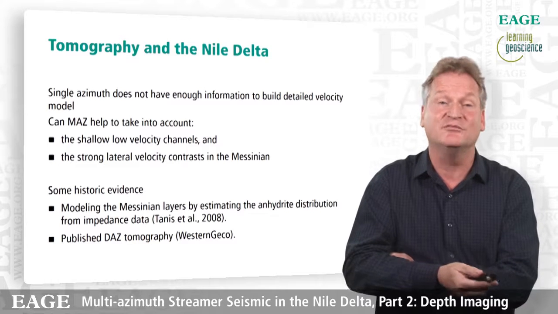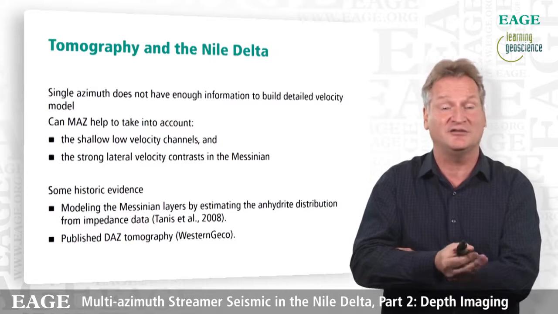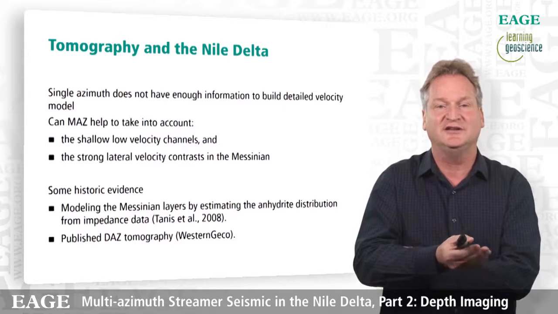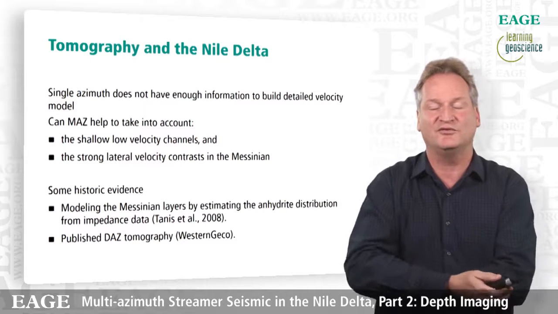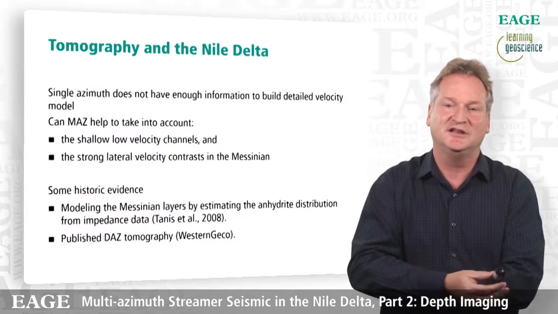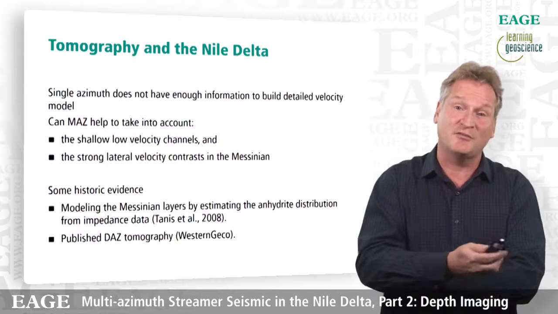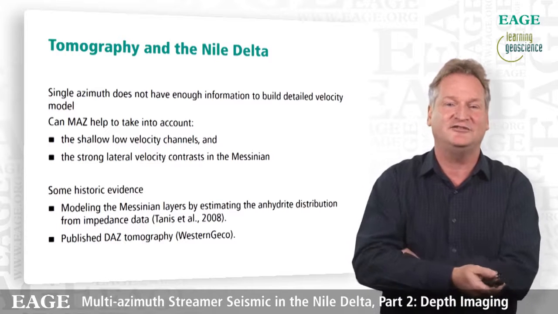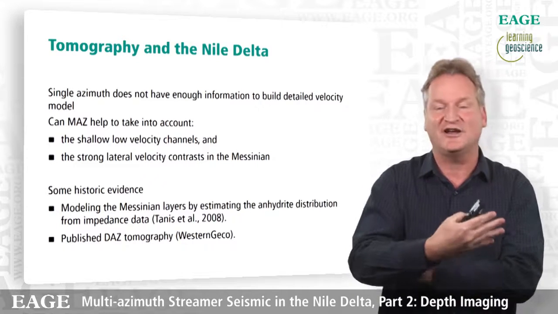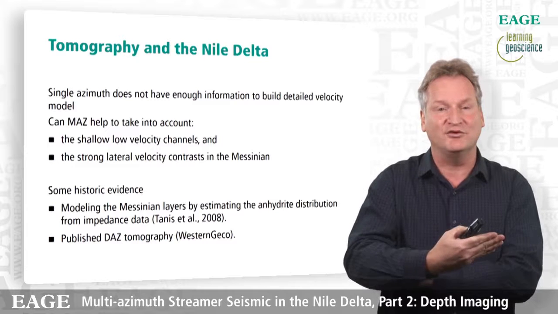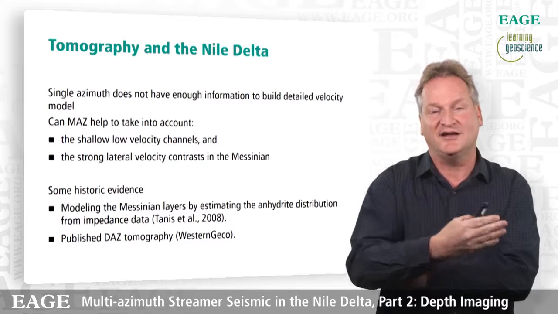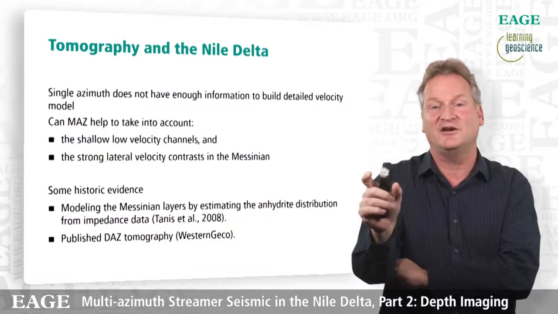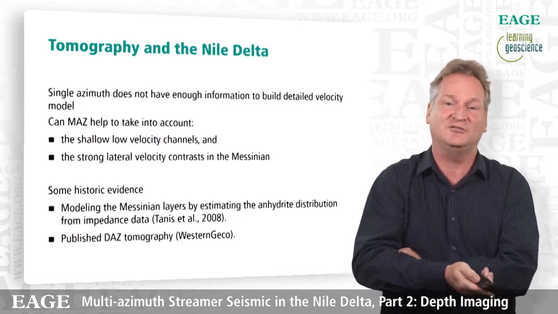So the question is whether multi-azimuth seismic can help take into account that very shallow low velocity channel, and they're really all over the place in the Nile Delta, and then also take care of the strong lateral velocity contrast in the Messinian itself. And there is some historic evidence. Now remember that we presented this in 2009. So in 2008 there was some work by Tennis who showed that on these seismic images you could do an inversion and then take the impedance data, do some thresholding there, and that way actually start building a very detailed model of the anhydrite distribution in the Messinian layer.